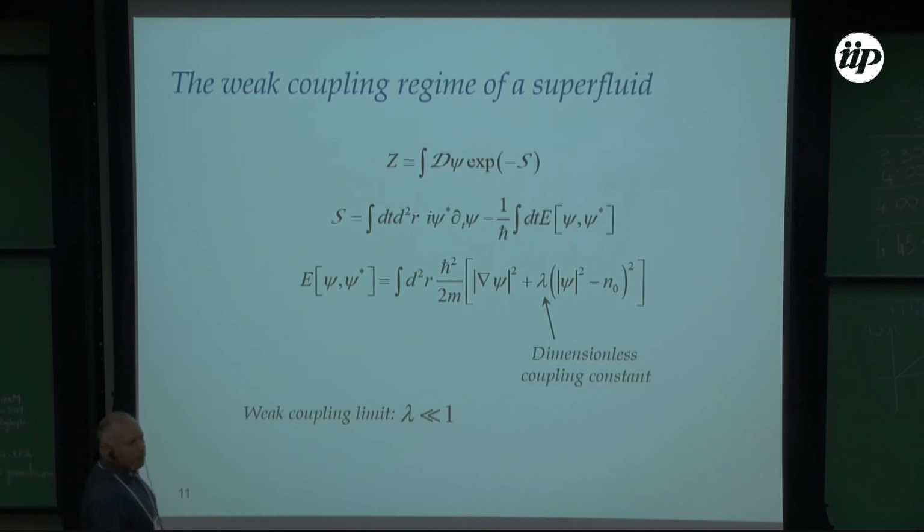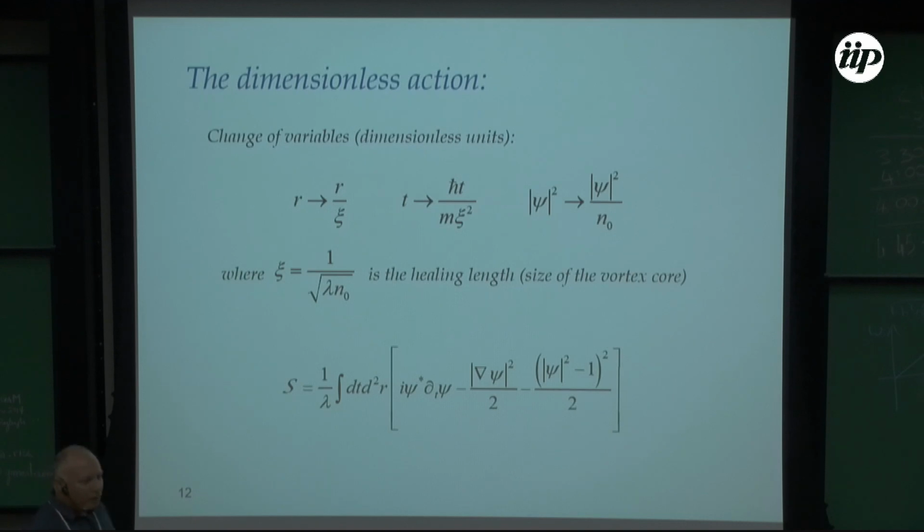In the weak coupling limit, lambda is much, much smaller than 1. Then a very nice way to do is just to nondimensionalize everything. And I will measure distances in length of the healing length. Healing length in this action is just 1 over square root of lambda n naught. And the t I will measure in this combination, h bar t divided by m psi square. And psi square I will measure in units of n naught. Then what happens is very nice, is that this action transforms to this one. So you can see that here there are no parameters anywhere whatsoever. It is completely parameter free. And what happened is that lambda appears here as 1 over lambda. Namely, lambda plays a role similar to h bar in quantum mechanics.